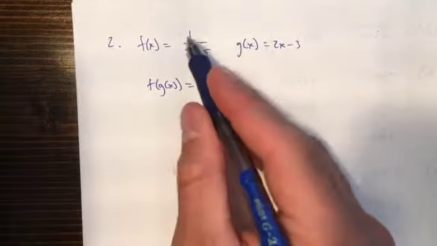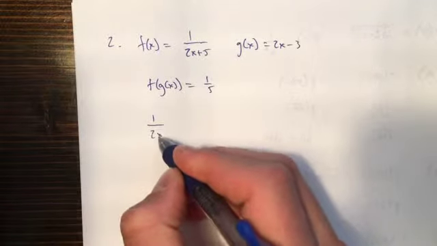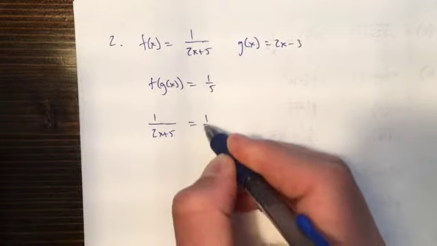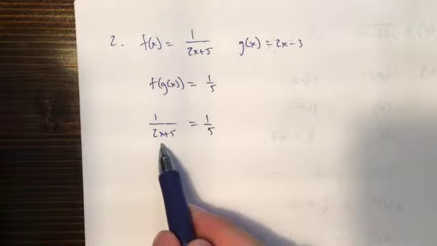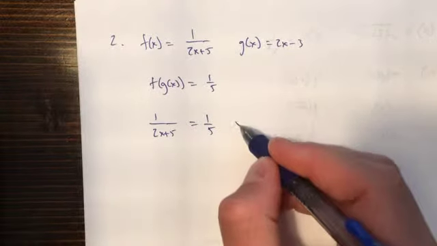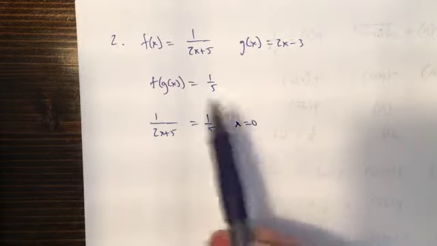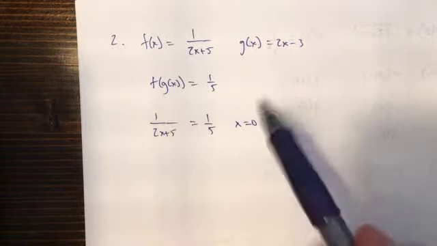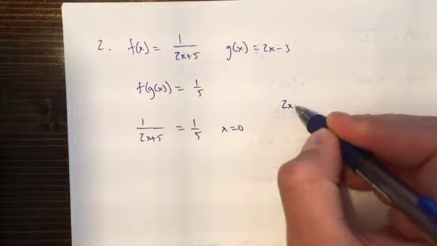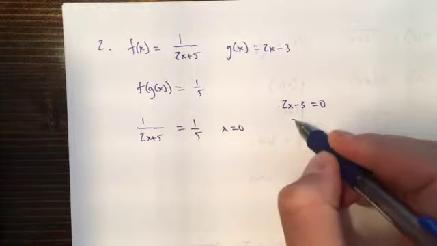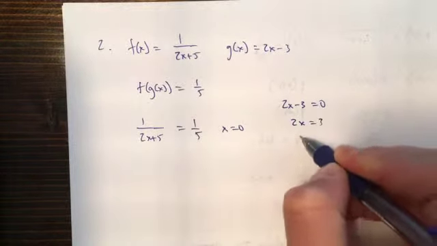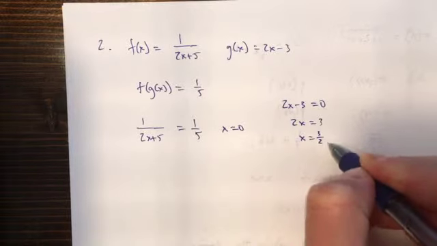So we want f to be equal to 1/5. And so what is f? Well, it's 1 over 2x plus 5. We want that to be equal to 1/5. So it's not hard to see that that would need to be x equals 0, because then you'd have 1/5 equals 1/5. But we are not plugging x in. We're plugging g of x in, which means we need 2x minus 3 to equal 0. So 2x equals 3, so x equals 3/2.